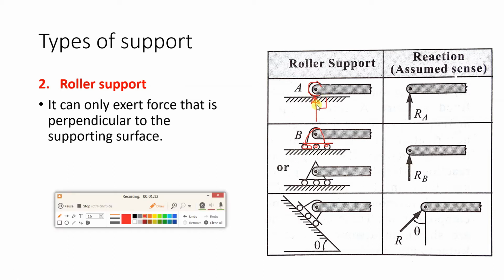It will be like this. So RA is perpendicular to the supporting surface, RB is perpendicular to the supporting surface, and here you can see this R, it will be perpendicular to the supporting surface, which is inclined.